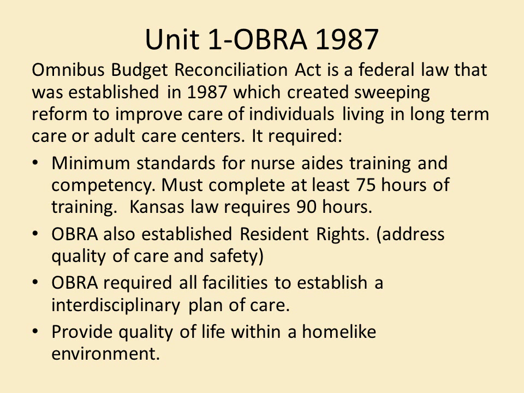OBRA required all facilities to establish an interdisciplinary plan of care. A plan of care gives us direction and tells us what needs this person has, and therefore we can be sure to provide for their safety and well-being. Interdisciplinary means all the different departments and services that are being provided, so we would have possibly therapy services, dietary, social services, activities, physician services, and of course our nursing services.